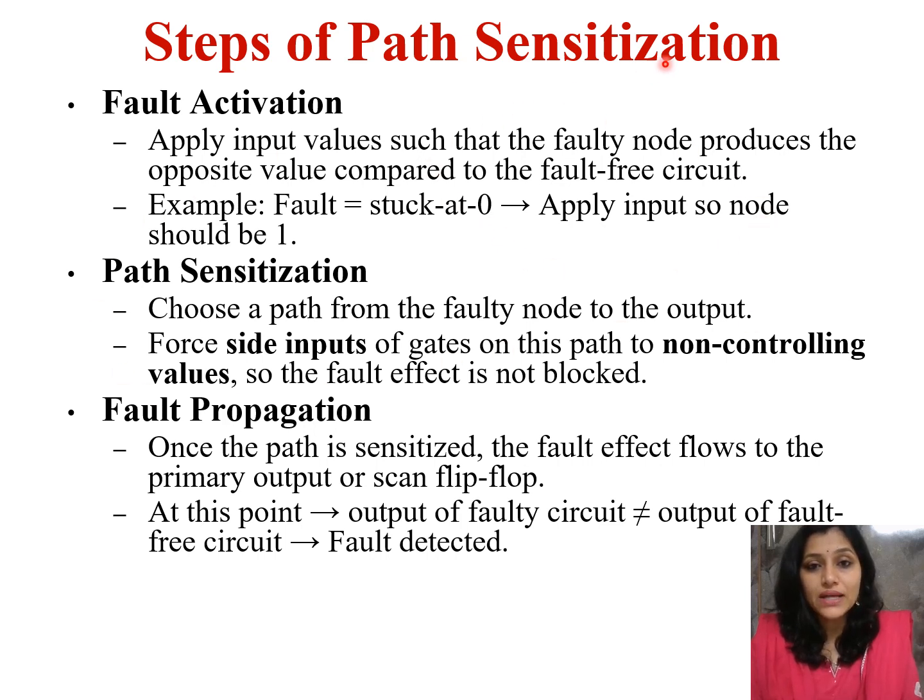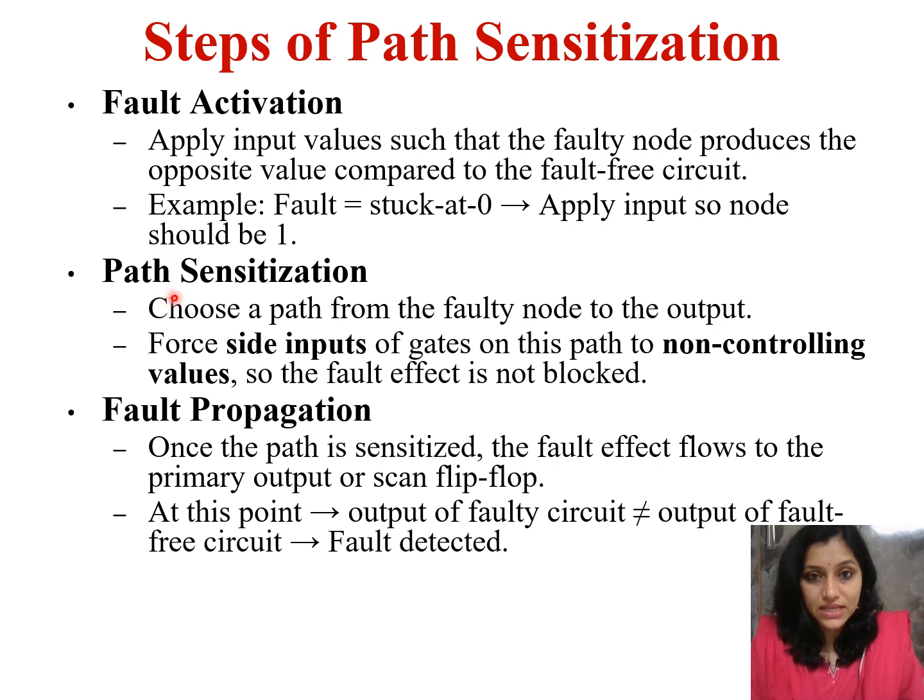So the steps of path sensitization are, first, fault activation. Fault activation means if any pin is stuck at 0, what will I do? I'll set it to 1. I'll push an external 1 at that pin. If I am pushing 0 and it is internally shorted to 0, I won't be able to identify the fault. So if a pin is shorted to 0, I'll apply 1 to that pin. So here fault activation means applying input values such that the faulty node produces the opposite value.